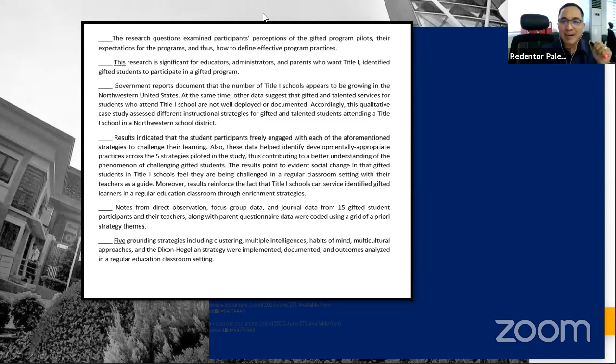May I have a volunteer from our participants? Which one should be number 1? Which one should be number 2? Which one should be number 3? Okay, I have a volunteer from our participants. We have 40 participants here.